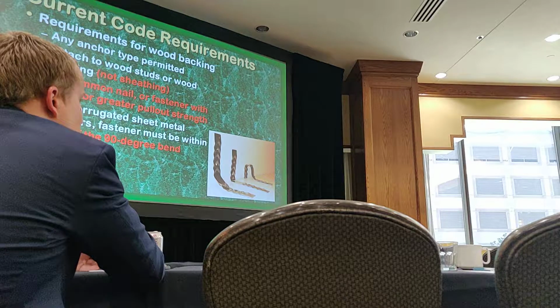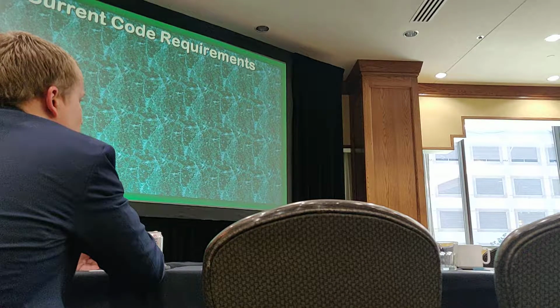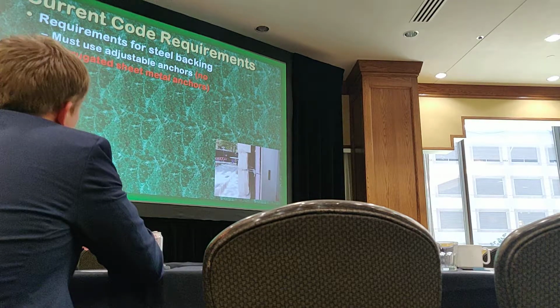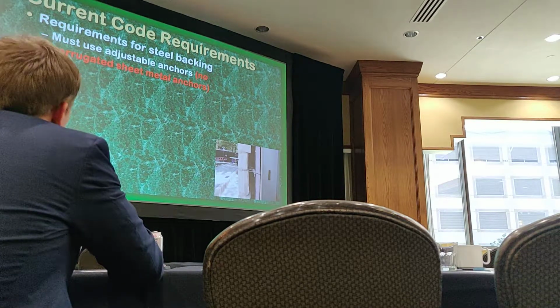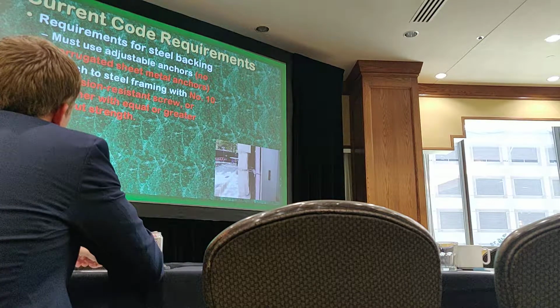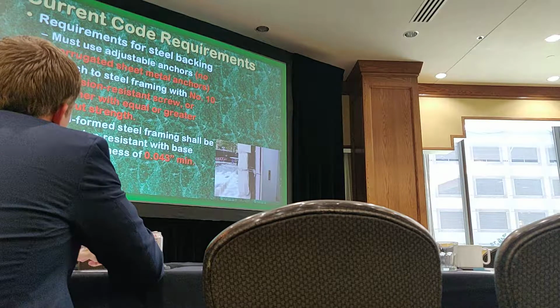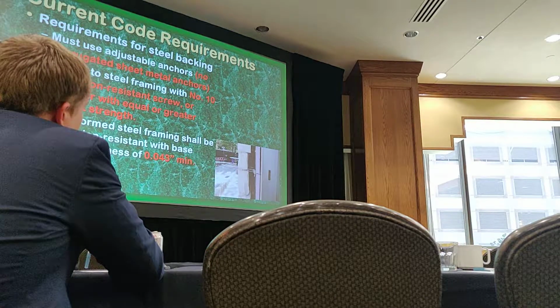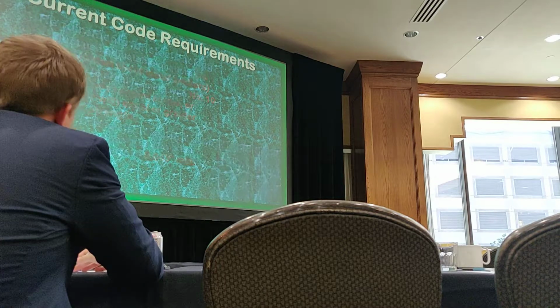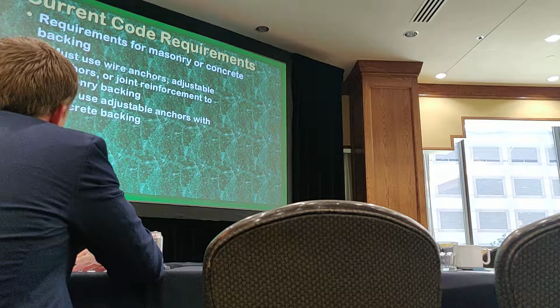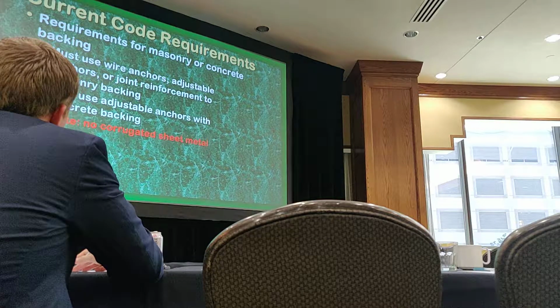It's a very strict requirement. There's so many requirements on corrugated sheet metal anchors. I would think twice before using them, but they are allowed with wood construction. Steel backing: must use adjustable anchors. Cannot use corrugated sheet metal anchors with steel backing. You also need, similar to the nail requirement, a number 10 screw. And you have to have a minimum thickness on your stud. Again, that's getting your load path actually transferred to the backing. Concrete and masonry, similar requirements. Can use anything but corrugated sheet metal anchors.